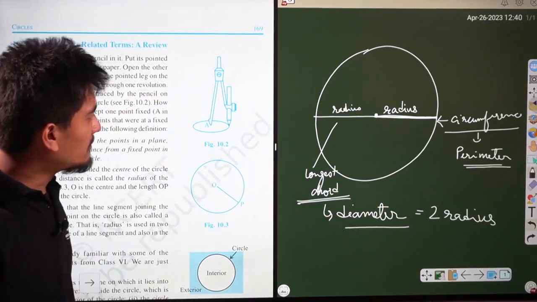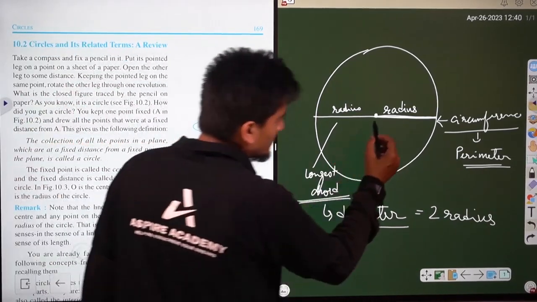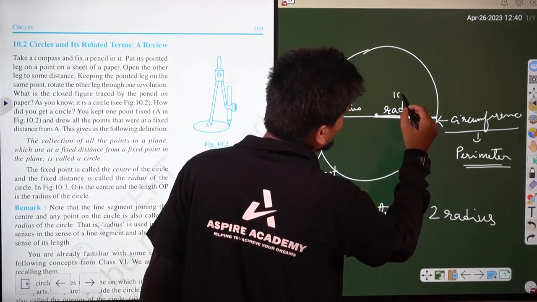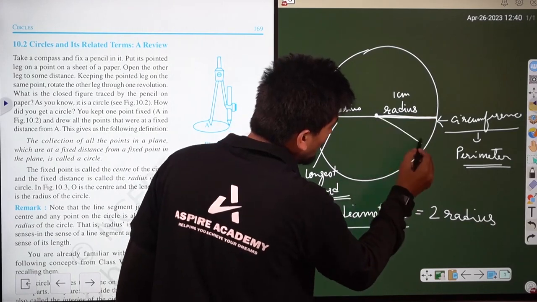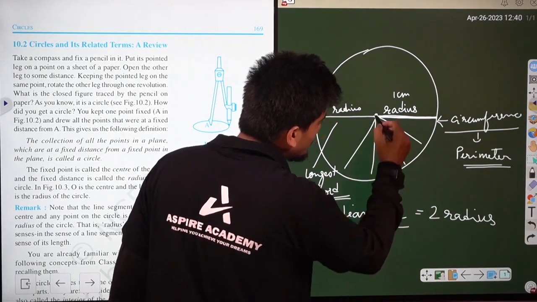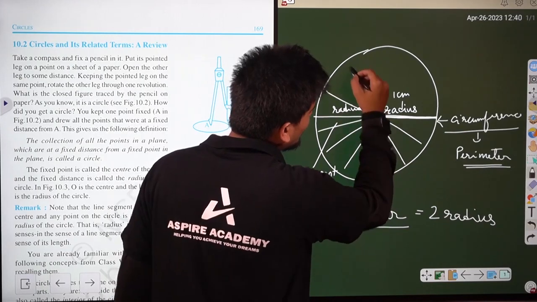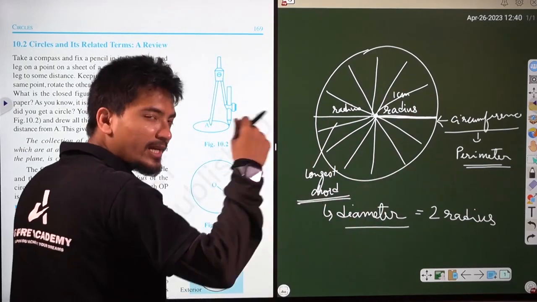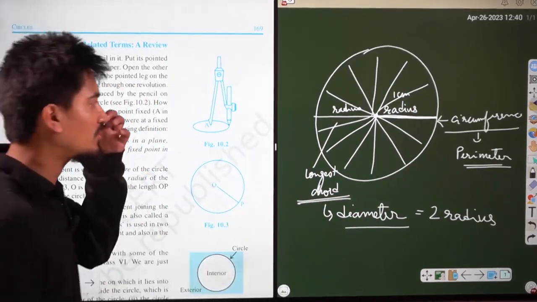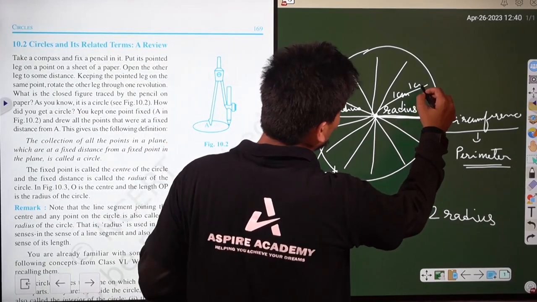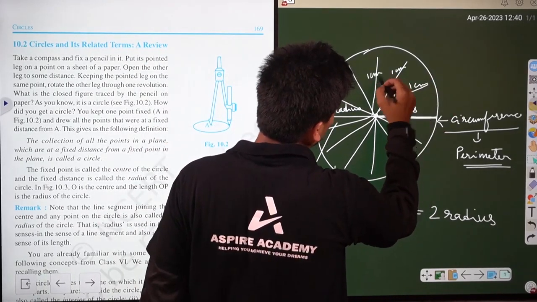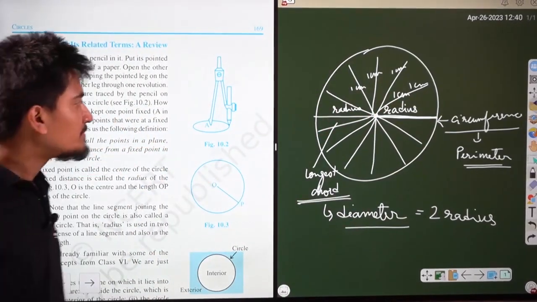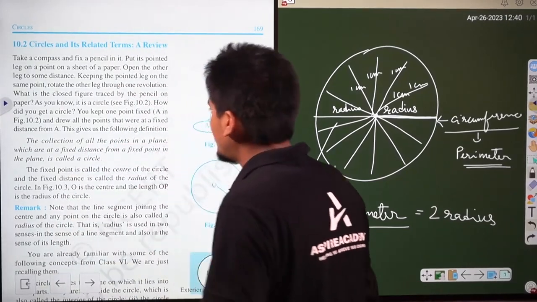Okay, now see here, if this is a circle and this is the radius, say its length is 1 centimeter, then if I draw any radius on this circle, it will definitely have some length, right? So all the radii within a circle have the same length. That means if this is 1 centimeter, then this is also 1 centimeter, this is also 1 centimeter, this is also 1 centimeter. All will have the same length.